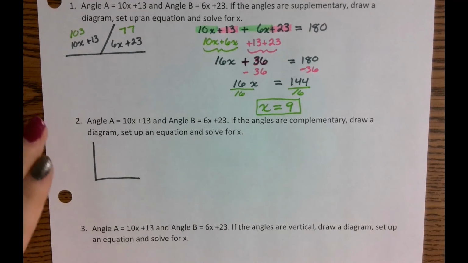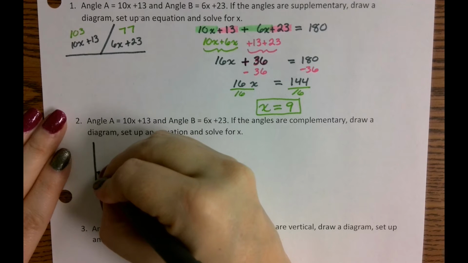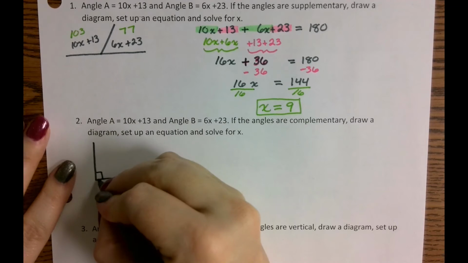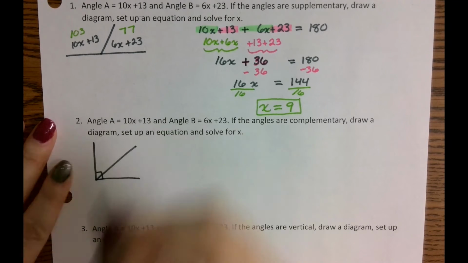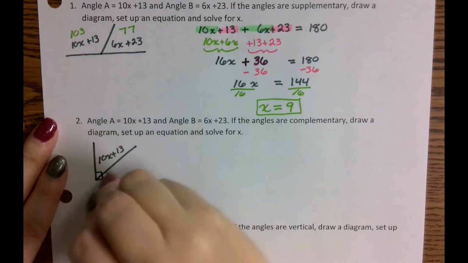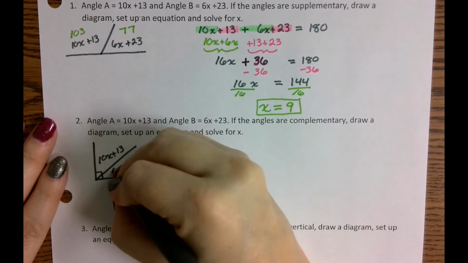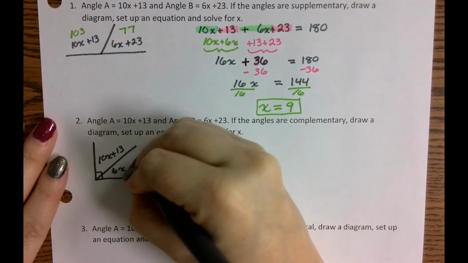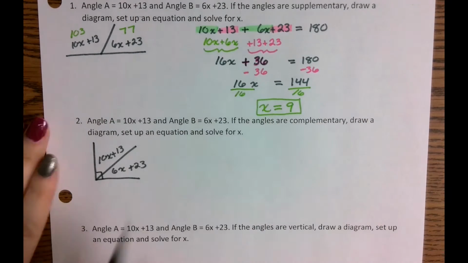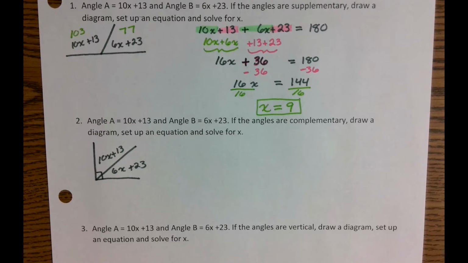You've got half of a box here. It's 90 degrees, so it's going to have that right angle in there, and then you're going to have a ray that kind of goes through it, where again you've got 10x plus 13 for one of the angles and 6x plus 23 for the other angle. It's the same exact equation, except there's only one thing that's different. What's the only thing that's different with a complementary angle equation? Maya?